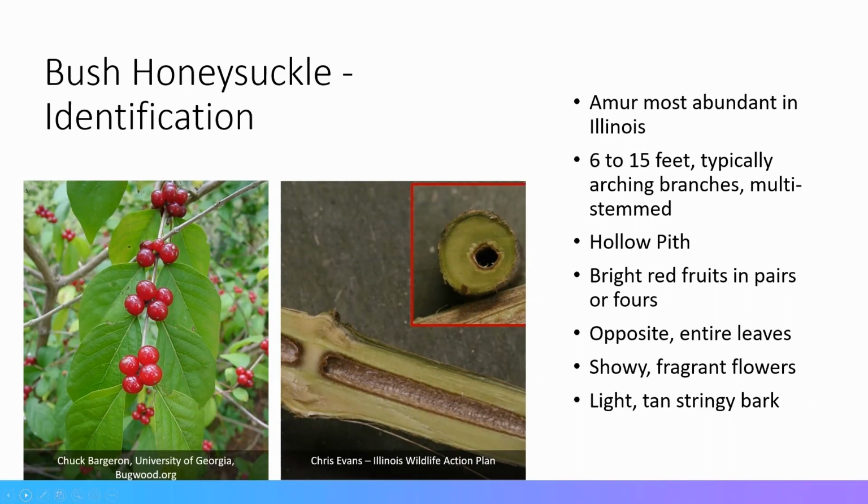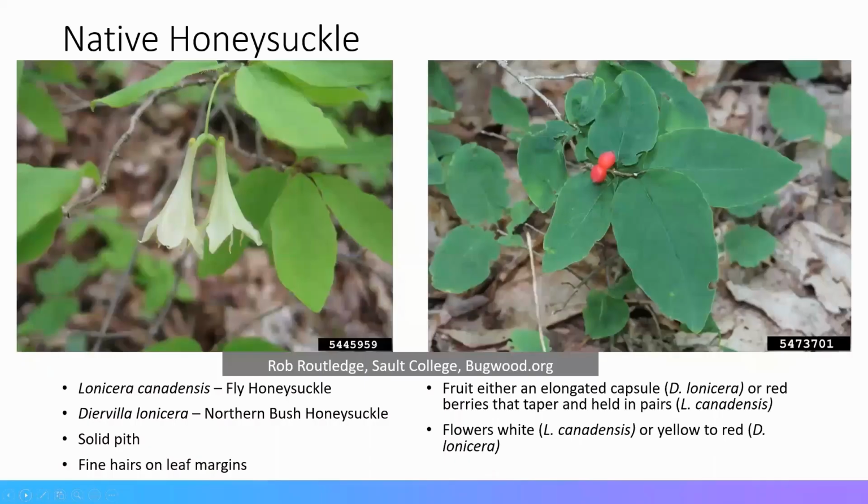is bush honeysuckle. It has very strong opposite leaf orientation. As you can see, that bright red fruit there, typically it's in pairs or in fours. We saw the flower pictures on the last screen. So this shrub here has a notorious nature. But we do have to be careful.